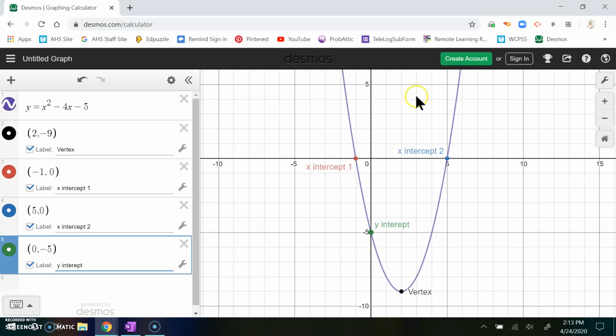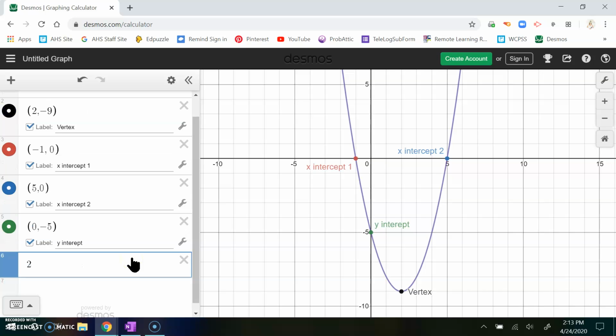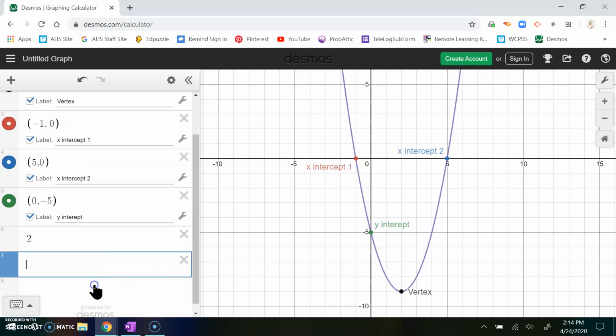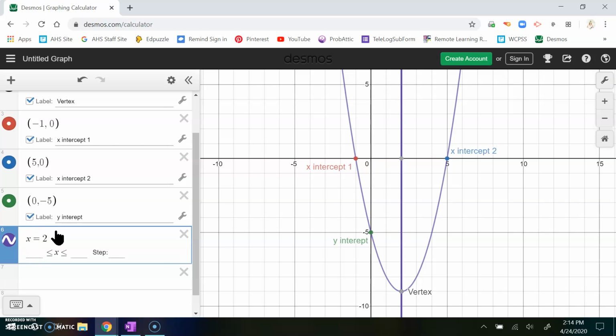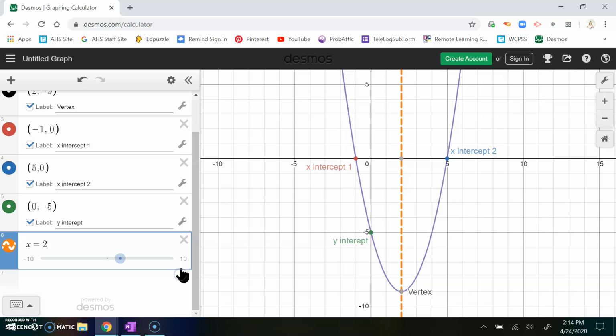So the axis of symmetry, remember, is the line that cuts it in half. This is why, so some of you are writing your axis of symmetry as 2. Well, if I type 2 here, nothing pops up, right? We don't see anything. What you need is x equals 2. And then it gives you your vertical line. We're going to go ahead and change that to be dotted, and we'll put it orange. So now I can see my axis of symmetry is my vertical line through 2. x equals 2 specifically. All right.